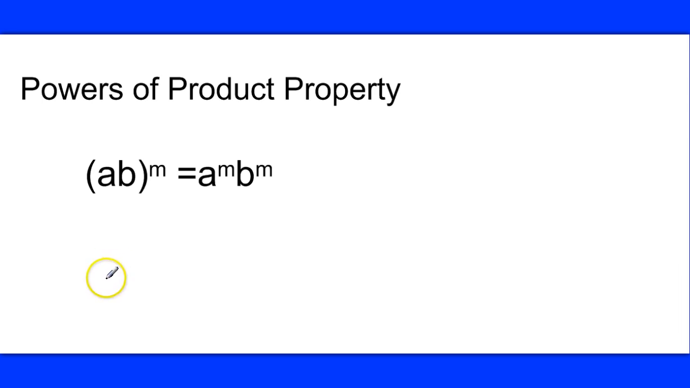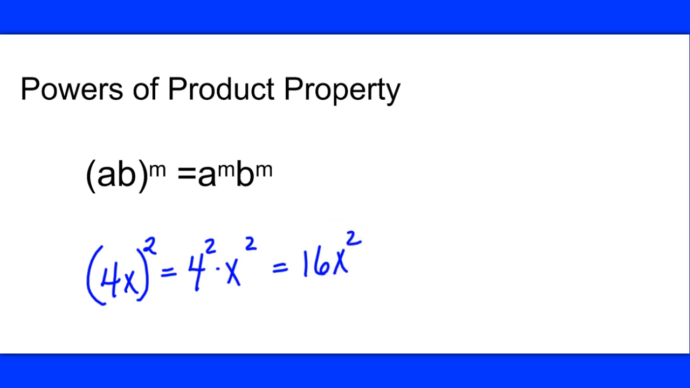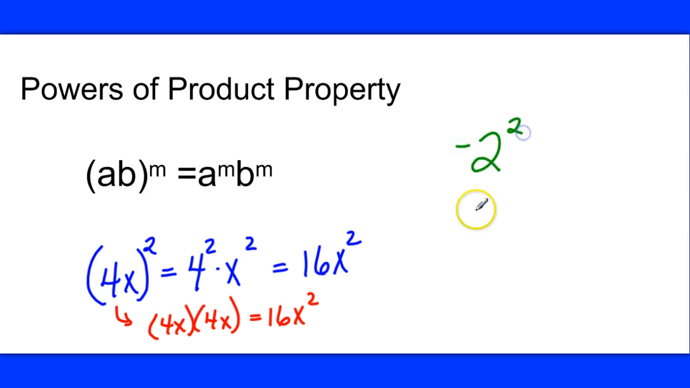So let's say that I give you 4x in parentheses squared. That's going to give me 4 squared times x squared, okay, which is going to give me 16x squared. If I approach this a different way and rewrote it as 4x times 4x, you would see 4 times 4 is 16 and x times x is x squared. Same thing.